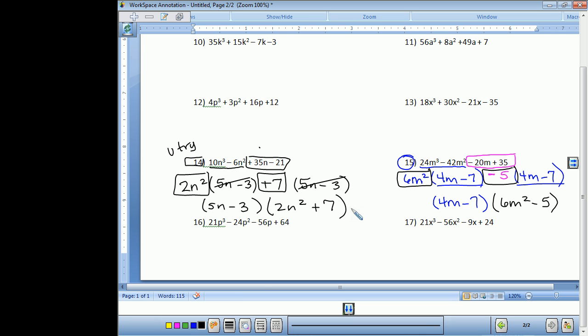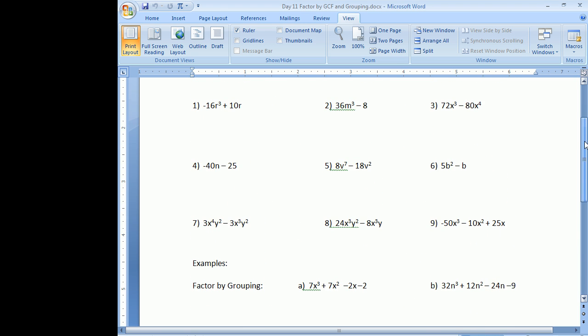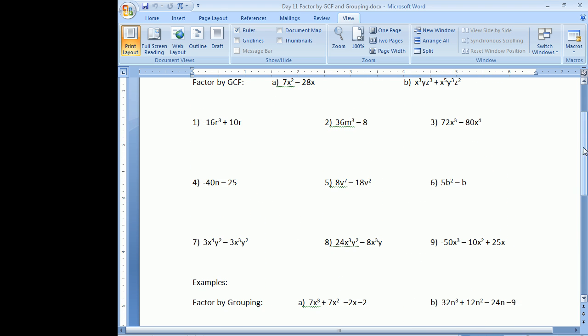Okay, so those of you that were here yesterday and today, obviously you're here today, do you feel somewhat confident in this kind of factoring? Yeah. Okay, good. All right. Now let's revisit one of the ones at the top where we just had a GCF.